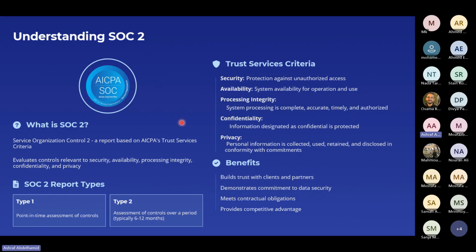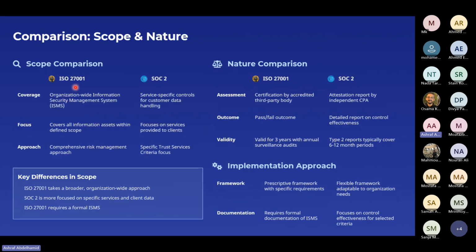Unlike SOC 2, with ISO 27001, if we have chosen the UK, then we will apply all the requirements, as we saw, on that geographical location. We cannot choose from the requirements. The requirements are mandatory for the scope we defined.